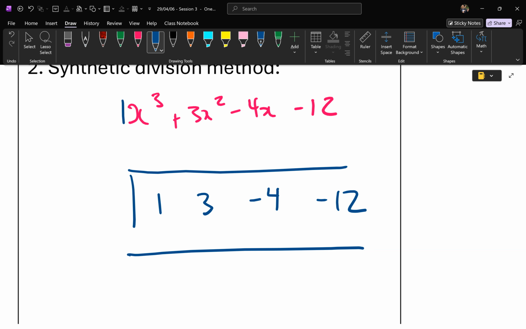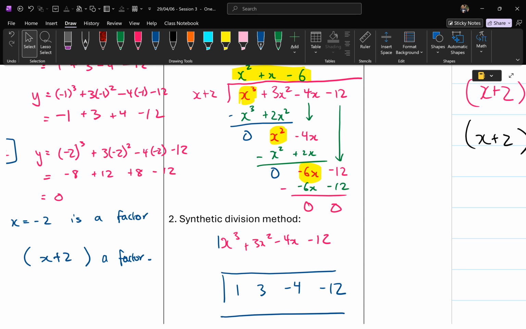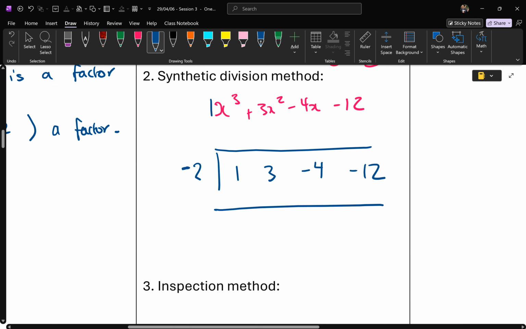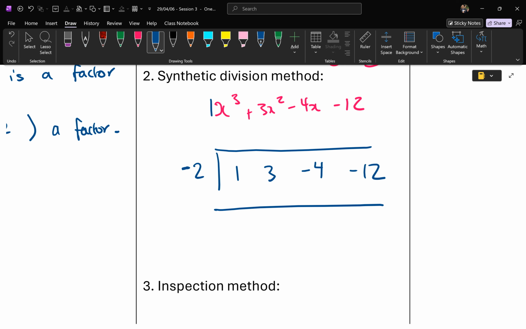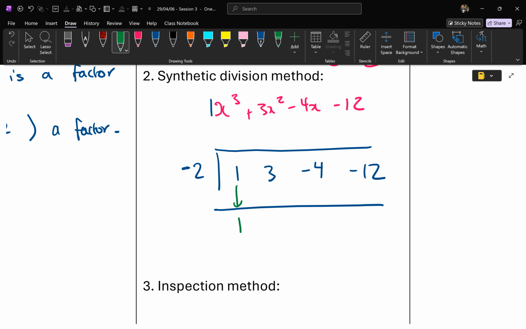The one on the outside, remember yours was x plus 2 as a factor, but we know it's x equals negative 2. So you put in the actual number, x equals negative 2. So negative 2 at the front. So you remove all the junk, all the x's are gone, and you only focus on what's going to be key, and this is what they do. Here's the pattern. Drop the first one. So the first one comes down.